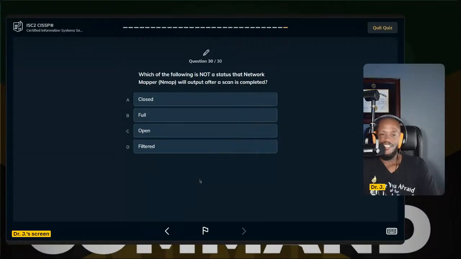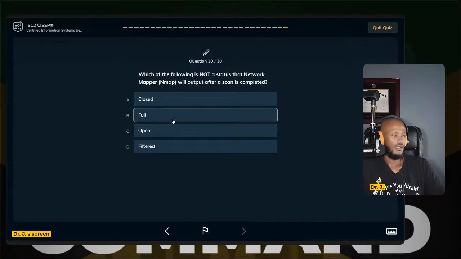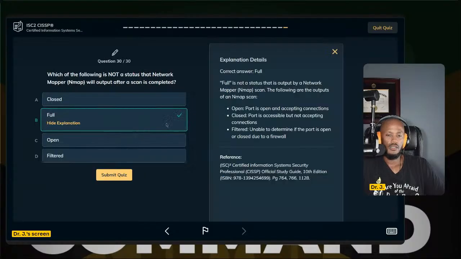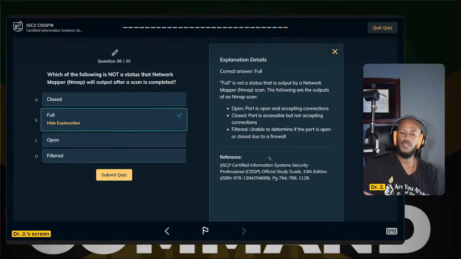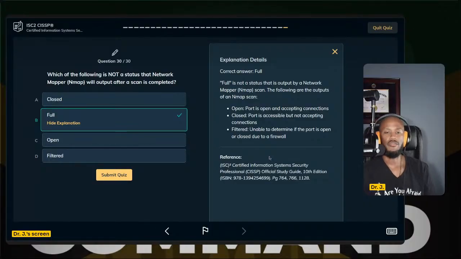All right. Well, last question. Which of the following is not a status that network mapper, or Nmap, will output after a scan is complete? Full, because open, closed, and filtered are your three states for Nmap. Okay. Yeah, full is not a status that is output by a scan. The following are the outputs of an Nmap scan. So you have open: port is open, accepting connections. Closed: port is accessible but not accepting connections. Filtered: unable to determine if the port is open or closed due to a firewall.